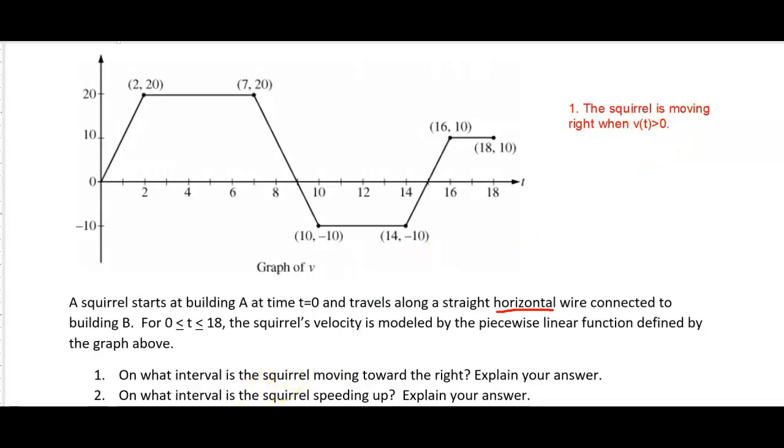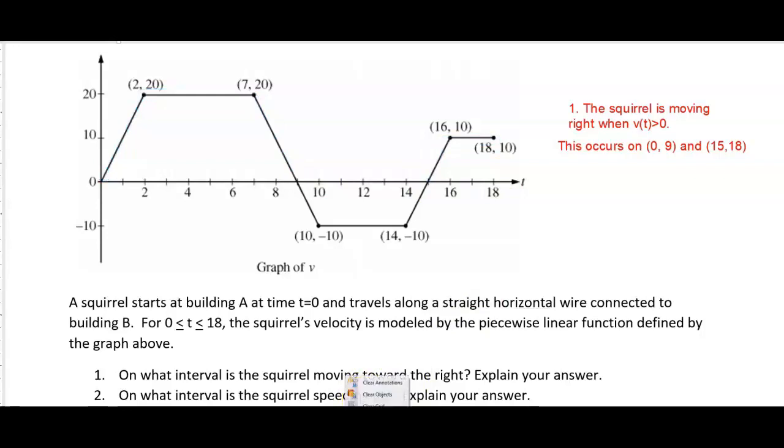Now that's going to happen at any time when this graph is above the x-axis, because up here my velocity, represented by the line, is positive because it's above the x-axis. And we also have it over here. So there's actually going to be 2 intervals where the velocity is greater than 0. And this occurs on 0 to 9 and 15 to 18. And that's the answer, number 1.